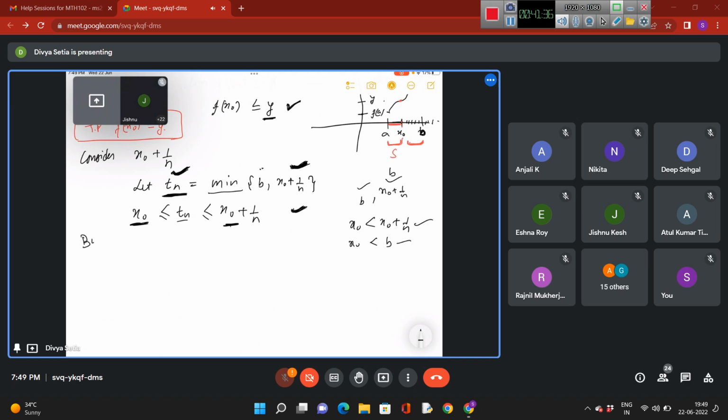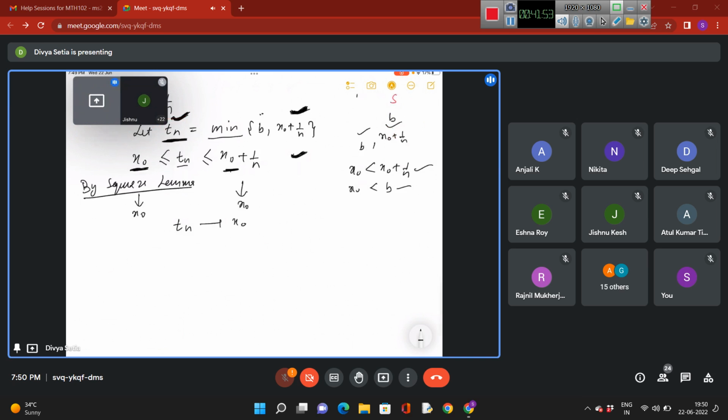So now by the squeeze lemma, you have this converges to x naught, this converges to x naught. So Tn should converge to x naught. So if Tn converges to x naught, f of Tn should converge to f of x naught, right? Because f is continuous.